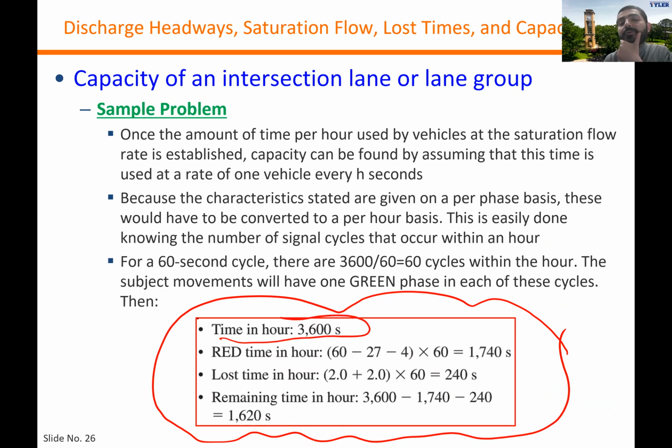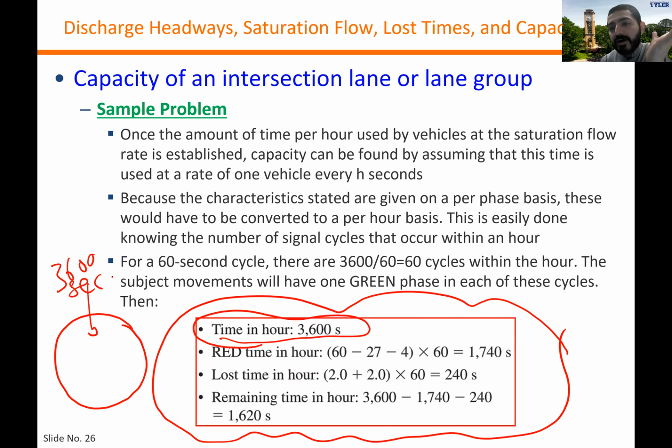The time in an hour is 3600 seconds. This is, again, the concept of you having a full pie. The pie here is 3600 seconds. How this pie is going to be divided between red time, green time, and all red and yellow is going to help us, because the red time in an hour is basically 60 minus 27 minus 4, times 60. Where did we get times 60 from? Times 60 is because we have 60 cycles per hour.